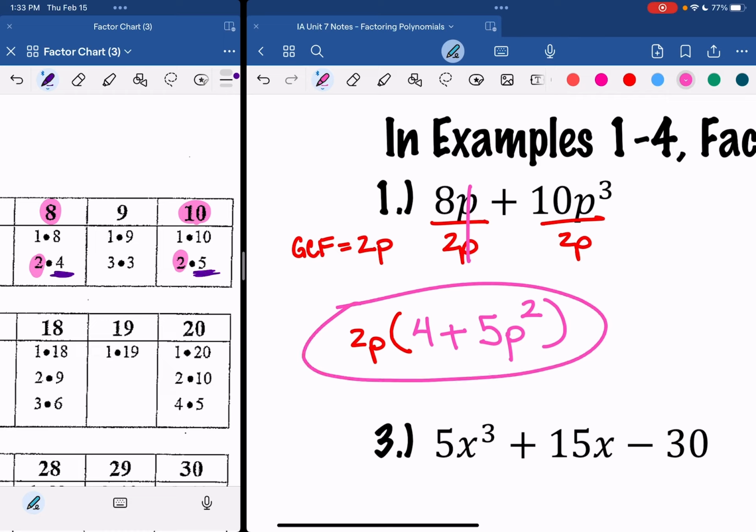I know that inside the parentheses is not standard form. Let's just not worry about that for right now. Let's just worry about making sure that we are taking out the greatest common factor correctly.